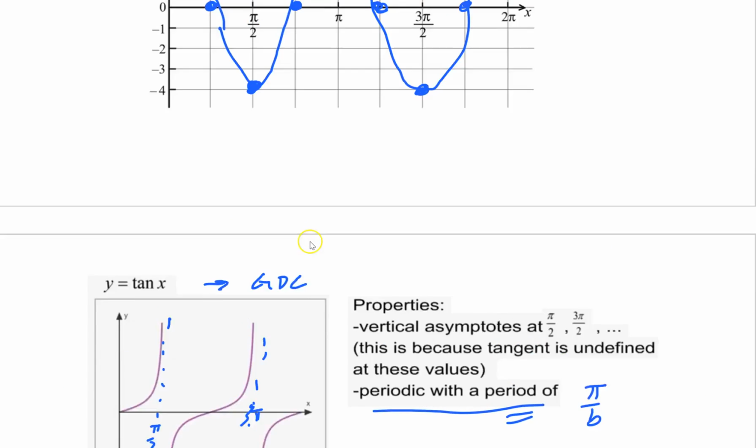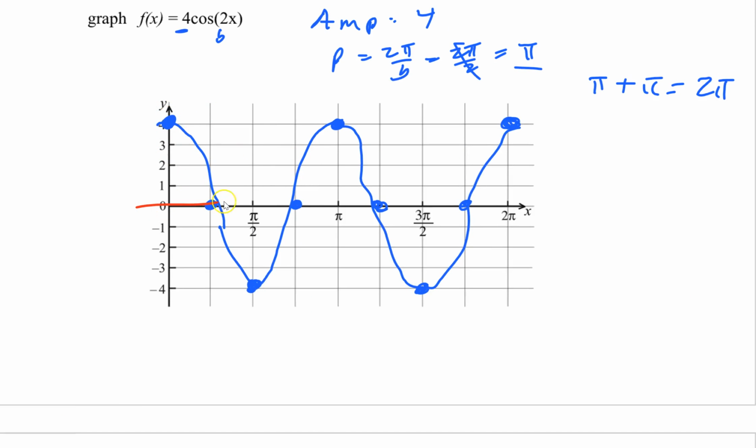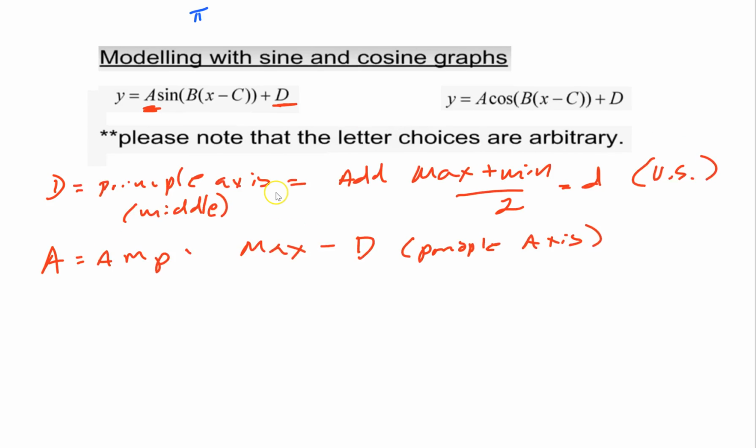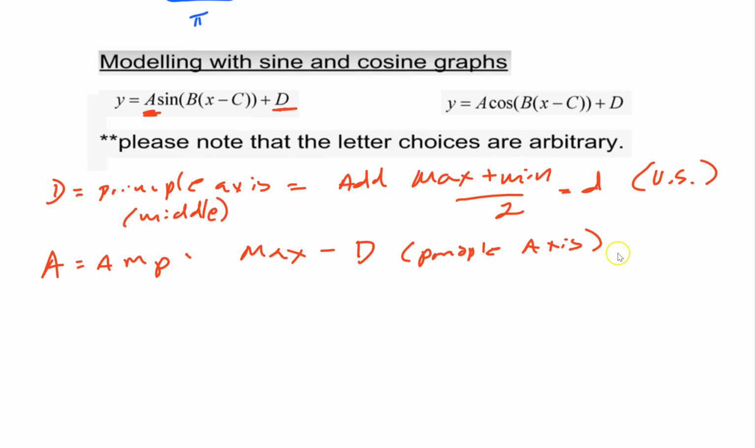If you know how high your graph is, and if you know where the middle is, then you just get the max minus the middle, and that's your amplitude. There's actually a formula for it too, one I don't use ever, which is max minus min divided by 2. That would also get you the amplitude. So now we have D, we have A. B we know. Come on, we've been doing B forever.